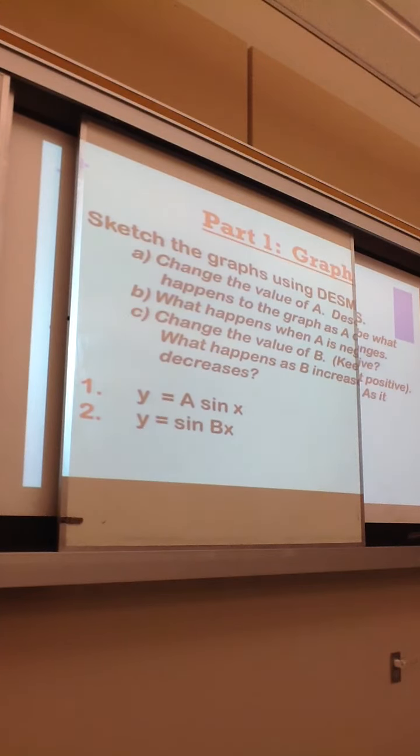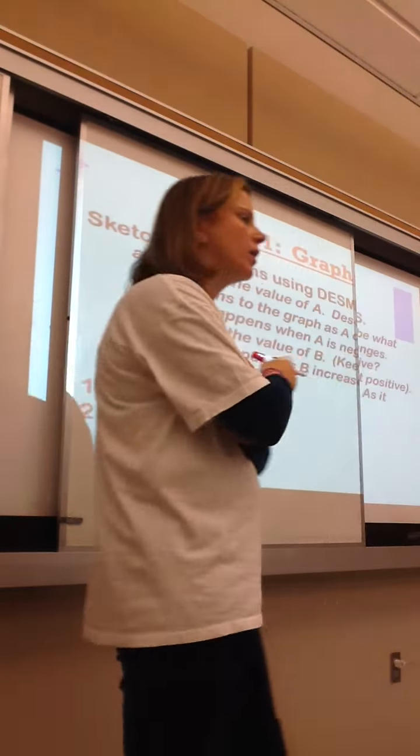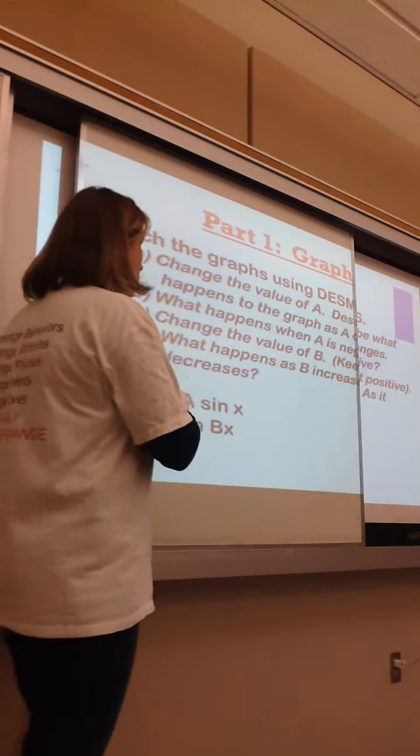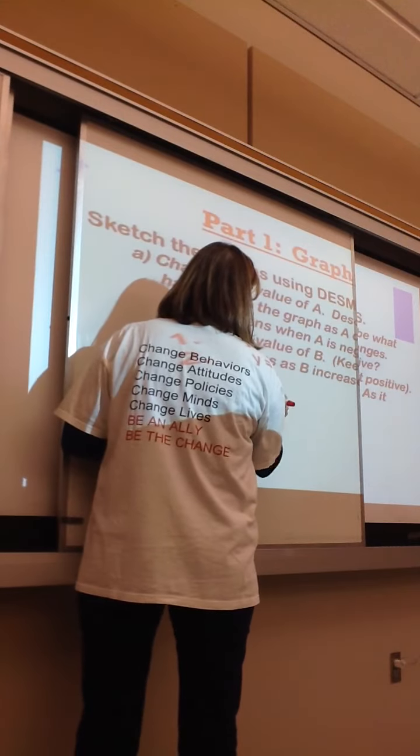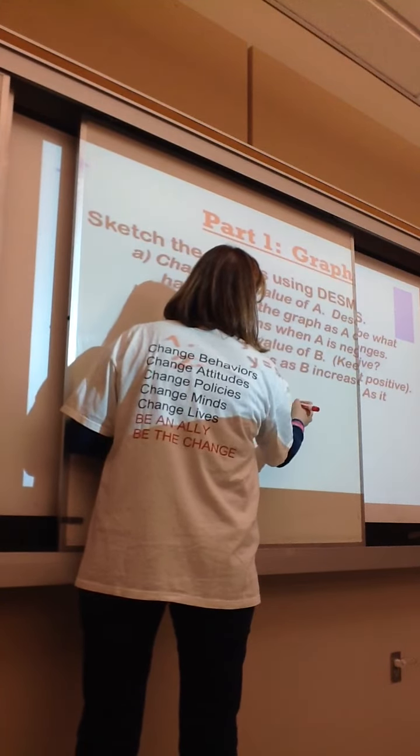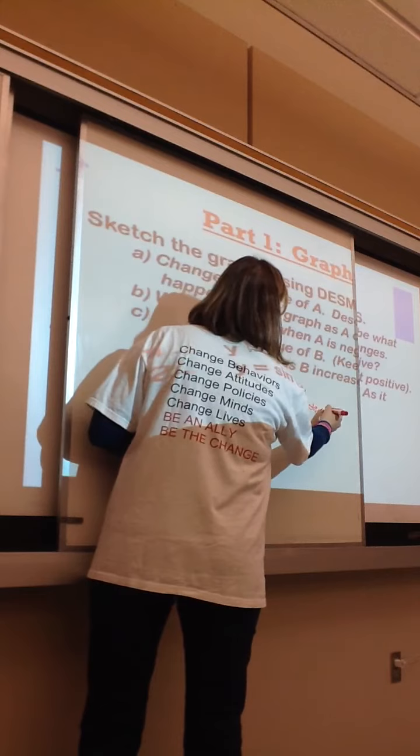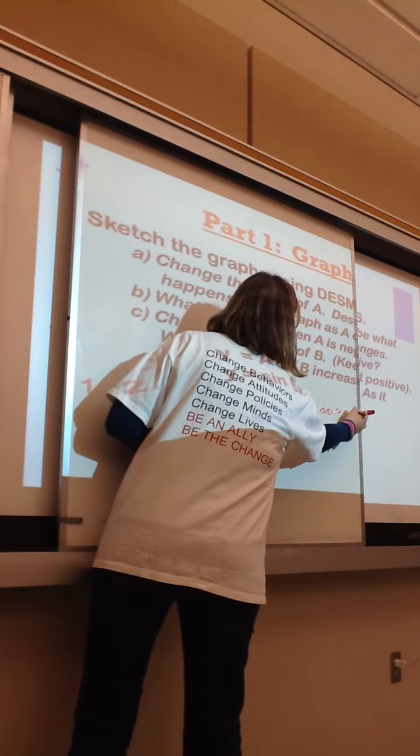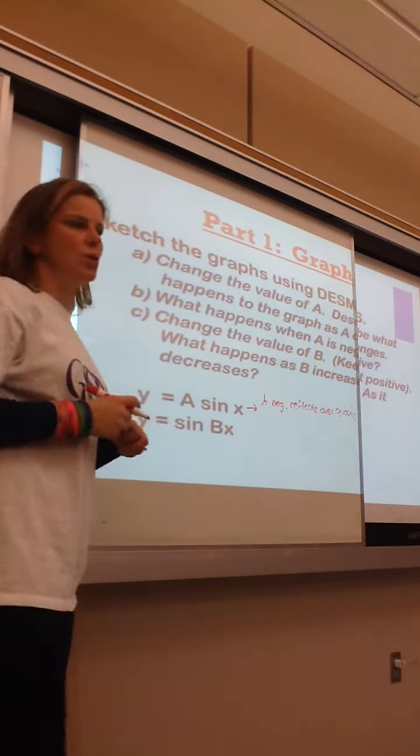Okay, let's start talking. So tell us something about a. One thing about a. Jordan, what do you have? What happens when you change a? Well, when a is negative, it reflects over the x-axis. Great, so when a is negative, it reflects over the x-axis. Good.